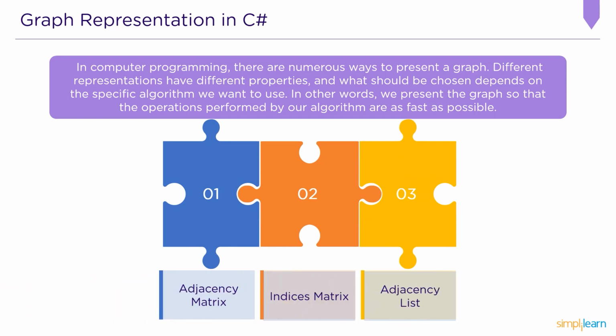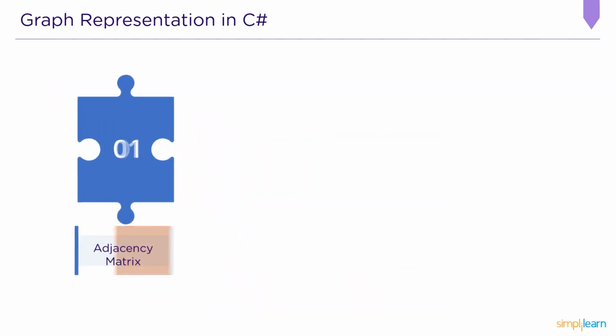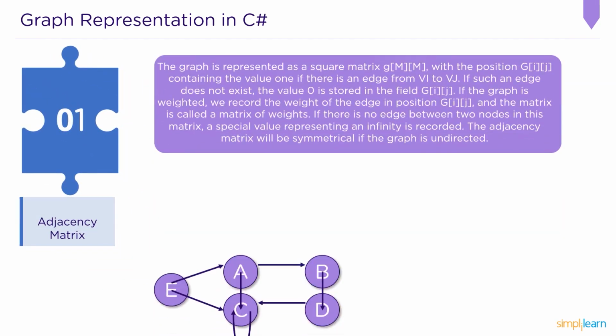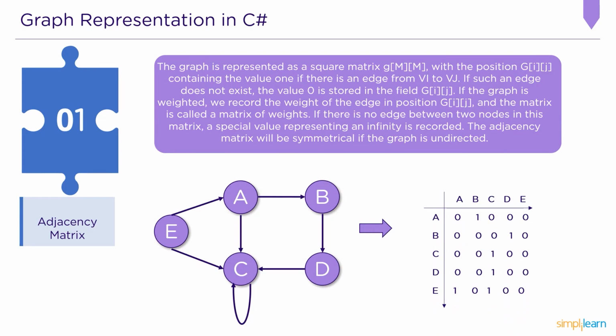Let us define all three graph representations in greater detail, beginning with the adjacency matrix. The graph is represented as a square matrix with the position Gij containing the value of 1 if there is an edge from Vi to Vj. If such an edge does not exist, the value 0 is stored in the field Gij. If the graph is weighted, we record the weight of the edge in the position Gij, and the matrix is called a matrix of weights. If there is no edge between two nodes, a special value representing infinity is recorded in this matrix. The adjacency matrix will be symmetrical if the graph is undirected.